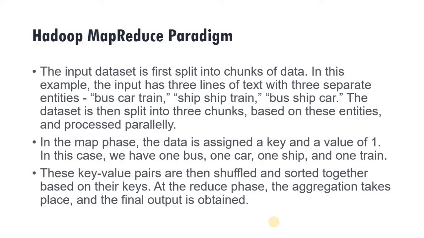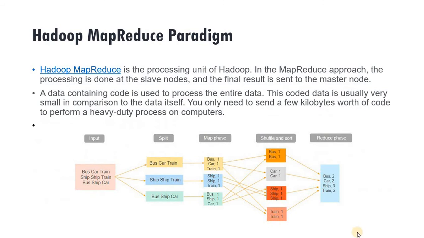Based on their keys, at the reduce phase, the aggregation takes place and the final output is obtained. As you can see, at the reduce phase we are reducing the data. Here bus is repeated 2 times, car is repeated 2 times, ship is repeated 3 times, and train is repeated 2 times. So we are changing only the index amount, and from this bulky input data we get the reduced data. That is why it is called MapReduce. First we map the data, and based on the mapping we reduce the data. That is how MapReduce works in Hadoop.